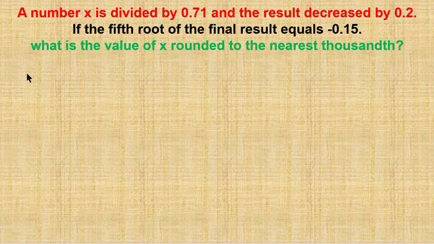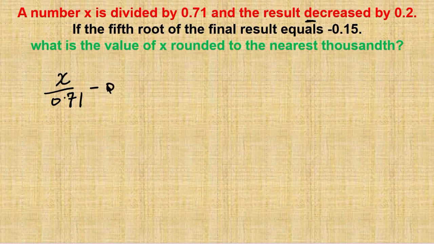I have this question that can help us understand these problems better. The question says a number x is divided by 0.71 and the result decreased by 0.2. Now, mark what happened to the result. The result was what? Decreased. For it to be decreased, that means I'll subtract 0.2 from the result.